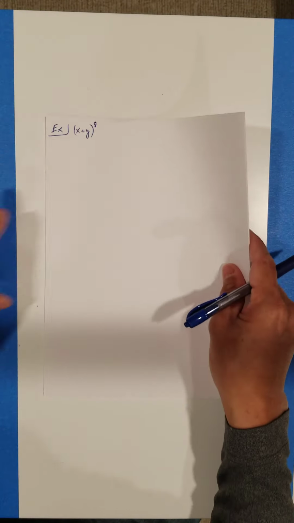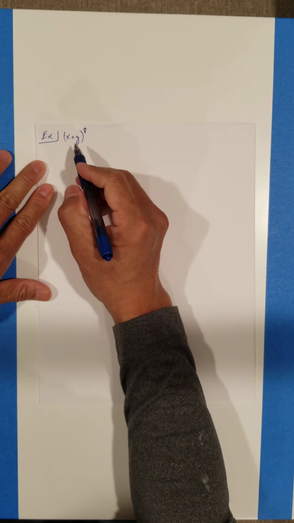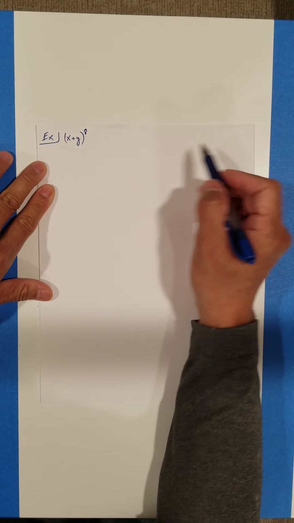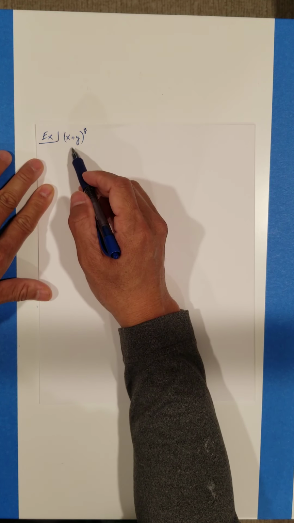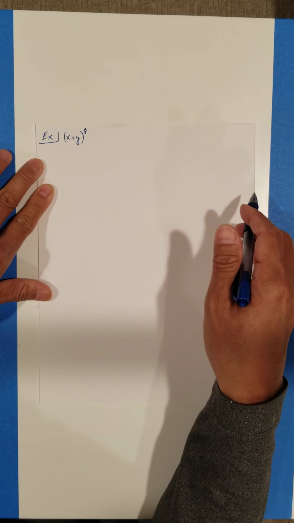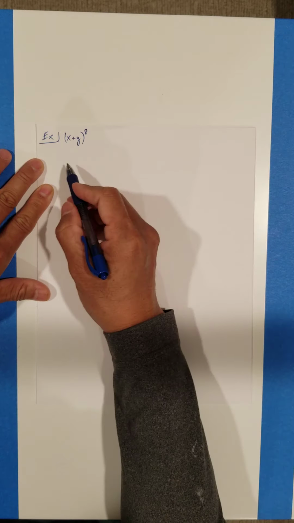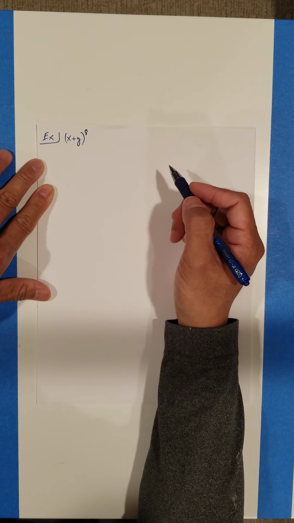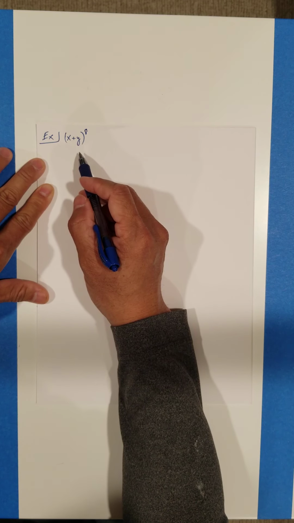Okay, to work this, expand this. Basically we want to be able to write this all out. What happens when we take this to the 8th power? Now there's a couple ways. We can write this out 8 times and FOIL it all, but that's a lot of work, a lot of chances of making a mistake.